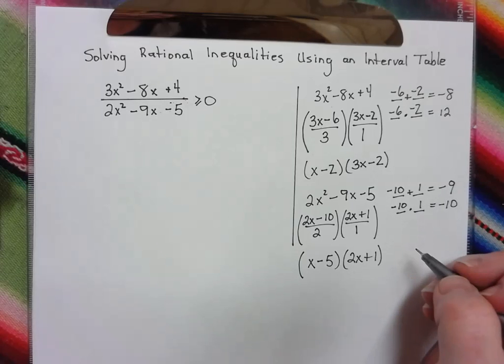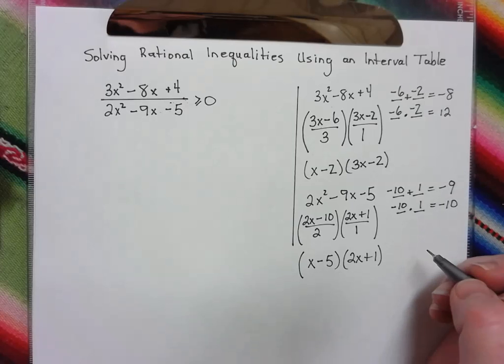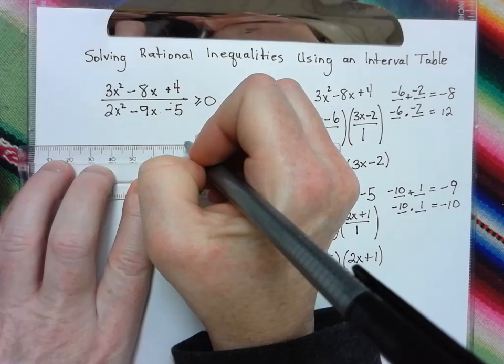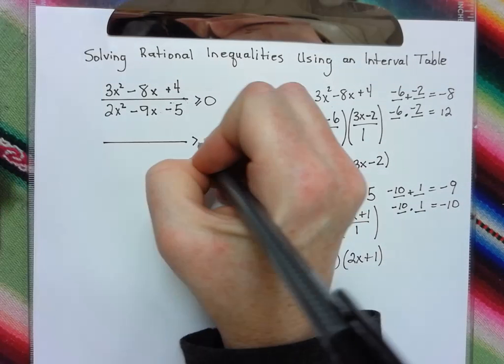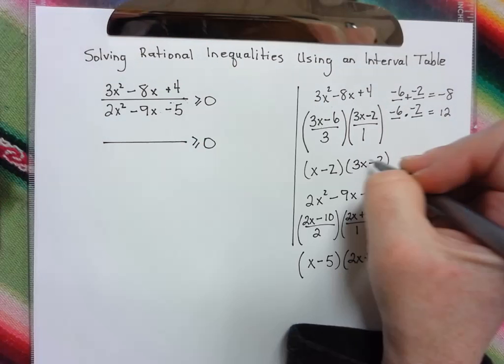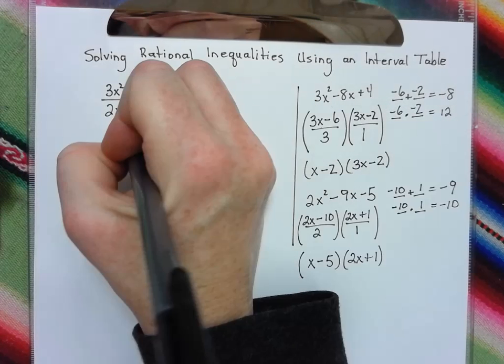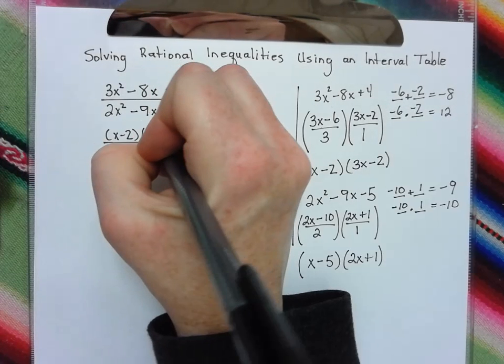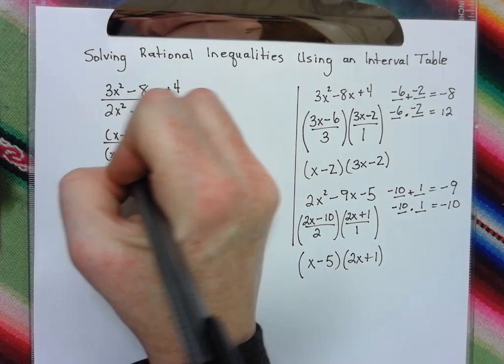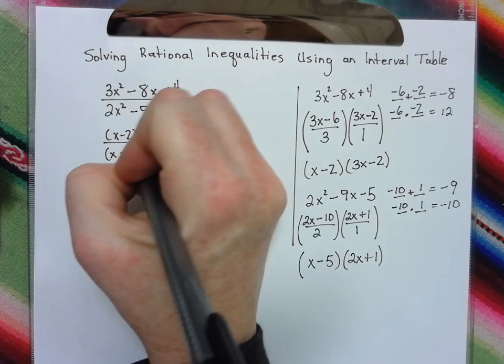So now I can write my inequality in its factored form. In the numerator, I have x minus 2 times 3x minus 2, and in the denominator, I have x minus 5 times 2x plus 1.